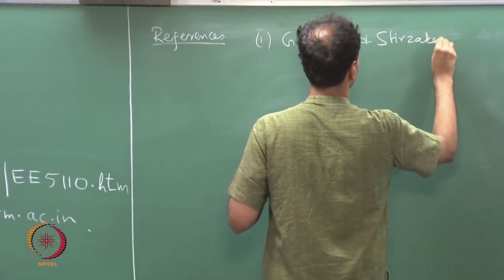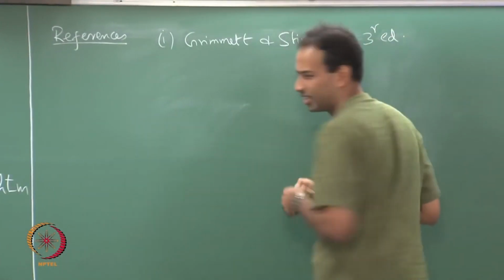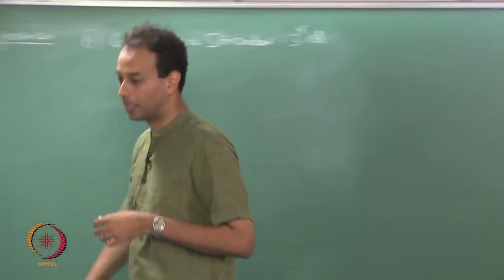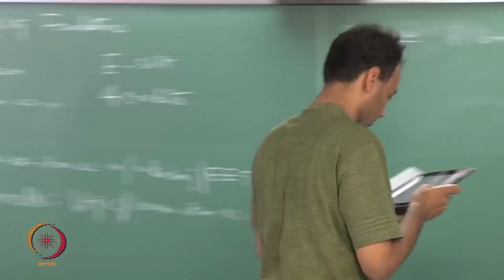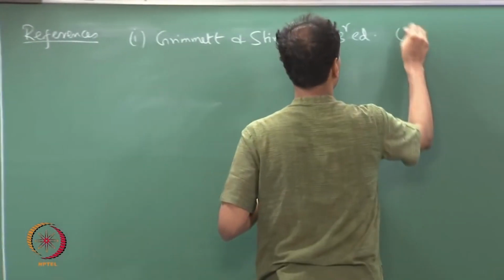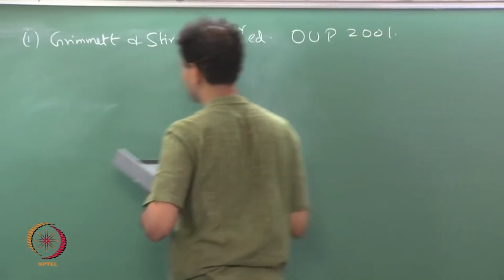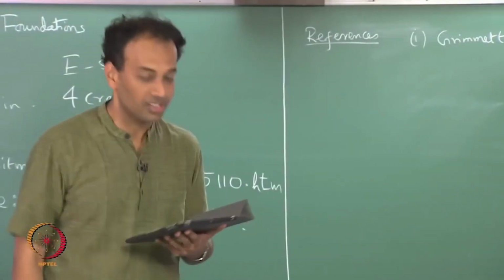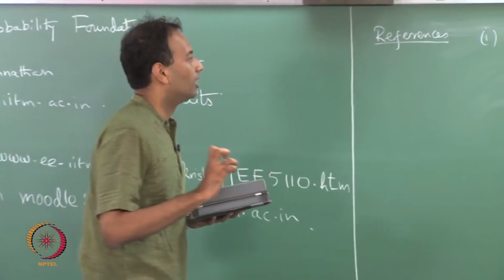Grimmett and Stirzaker, 3rd edition, Probability and Random Processes, Oxford University Press. It is an expensive book, about 2,800 rupees or so. It is an excellent book though. If you at all buy one, this will be a standard reference.